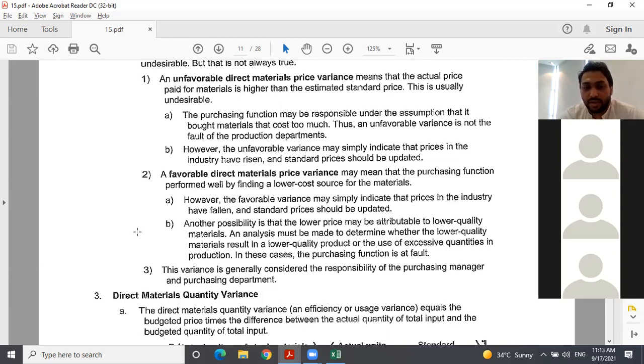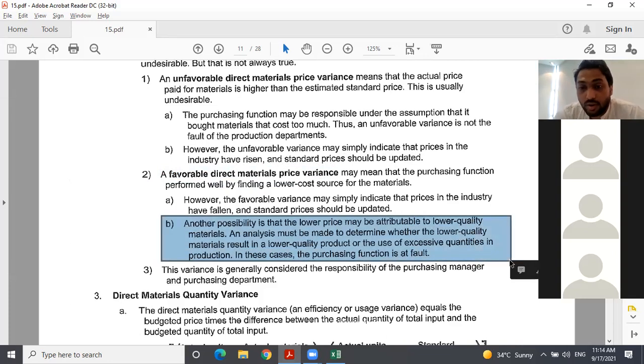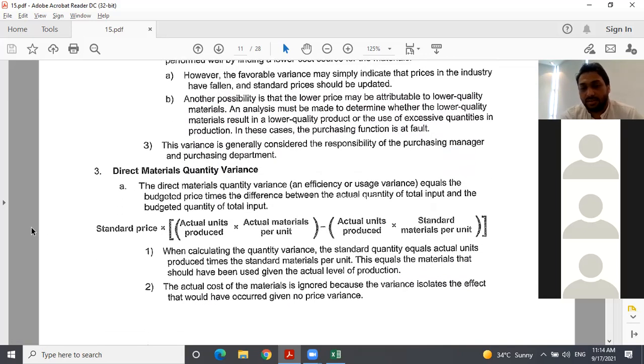And second thing, if I am getting a favorable material price variance, here also there can be a possibility that the market price for this particular raw material has dropped, but we didn't update our standard rates. Clear? Or there can be a possibility that we purchase some quantities with lower quality. So when we purchase lower quality, what happens? The price may be low, but the quantity used or consumed may be more. Because when you purchase low quality product, it will create more wastage and we have to use more product for producing the output. Then comes the direct material variance analysis.